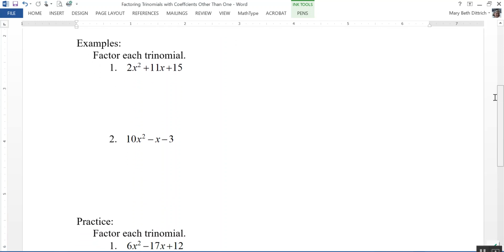So the first one is 2x squared plus 11x plus 15. So I can't just look for two numbers that multiply to 15 and add to 11 because of that 2 in front of the x squared. So now I'm going to look for two numbers whose product is whatever a times c is. Two numbers that multiply to 2 times 15, or two numbers that multiply to 30. And then those same two numbers have to add up to b, which is 11. So two numbers that multiply to 30 and add to 11, I'm thinking 6 and 5.